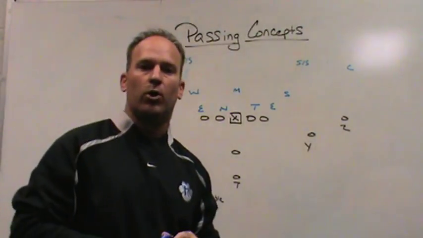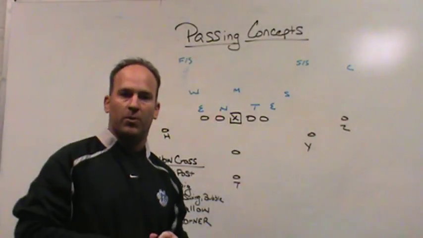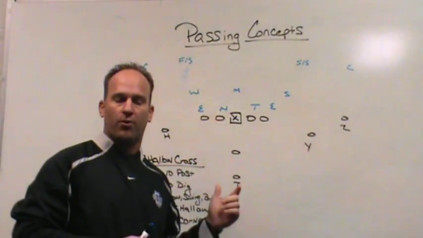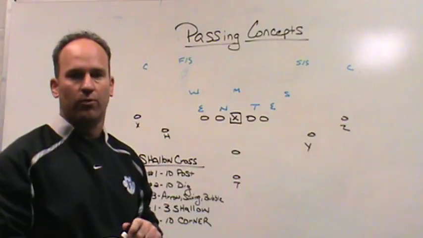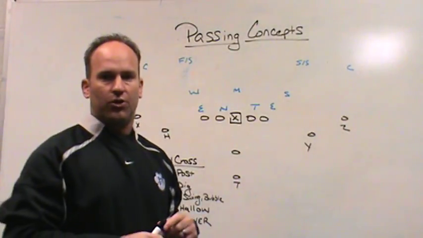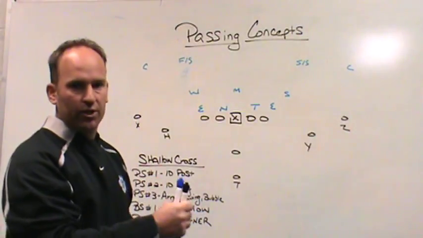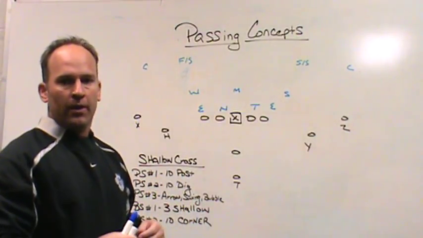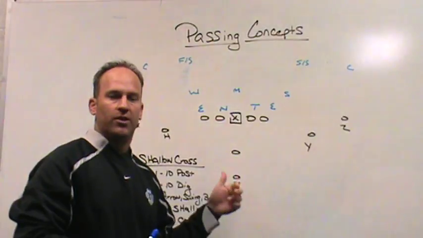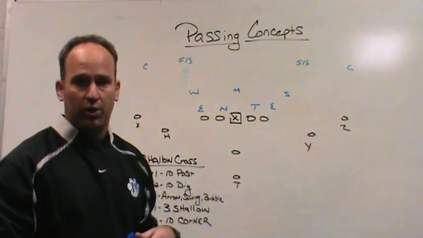That's opposite of the way most people would do it. But the reason we do that is because in our concepts, we want our number 3 receiver to always be the flat control receiver. What that does is it allows us to go from 1 back to 2 back. It allows us to go from 2 back offset strong to 2 back offset weak, and always have the number 3 receiver in a consistent position to be the flat control guy.